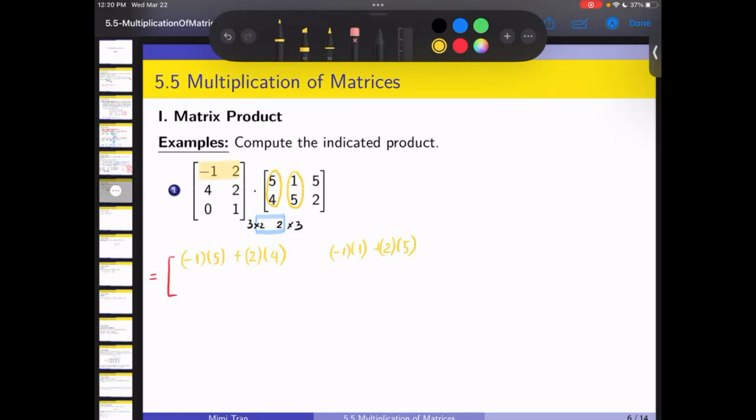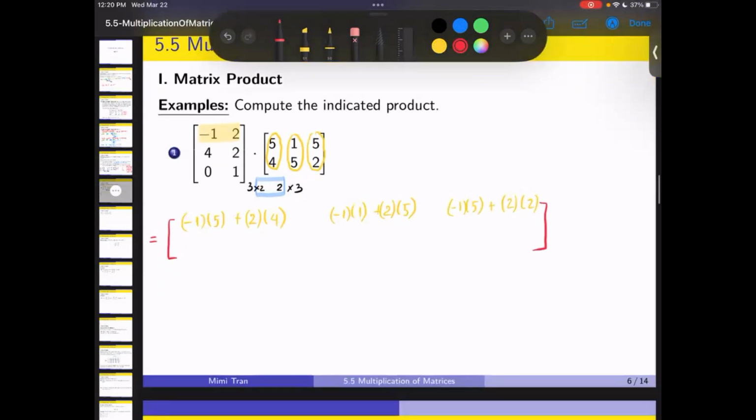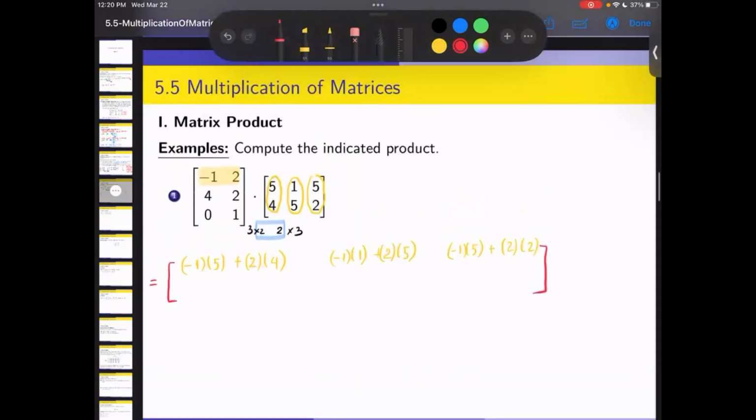First row, third column. -1 times 5 plus 2 times 2. So far, so good. We'll simplify that later. Move on. Second row, first column.